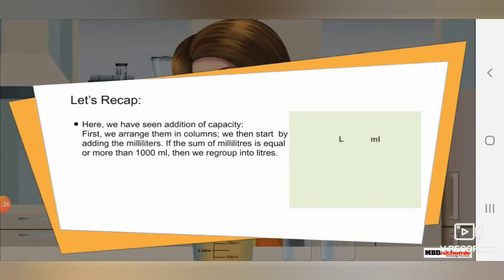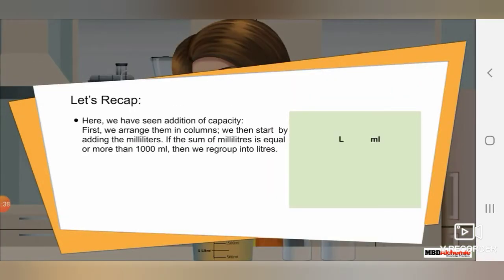Let's recap. Here we have seen addition of capacity. First we arrange them in columns. We then start by adding the milliliters. If the sum of milliliters is equal to or more than 1000 milliliters, then we regroup into liters.